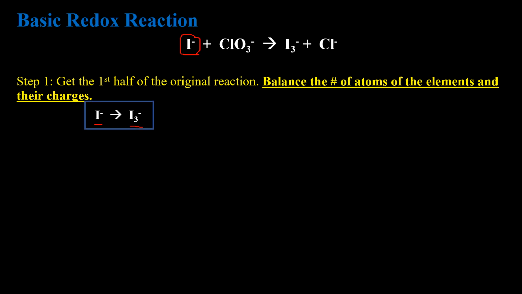Okay. So, as the first step said, we must balance the number of atoms and their charges. Let's check. The charge on the reactant side is -1 because there is a negative here. And on the product side, it's also -1. So there's no problem on the charges because it's already balanced. But when it comes to the number of atoms, there's only one iodine atom on the reactant side, but there are 3 atoms of iodine on the product side. How come it's 3? Because of the subscript 3.